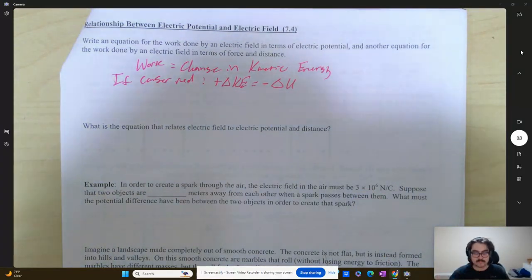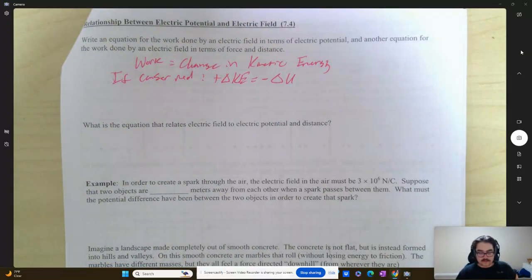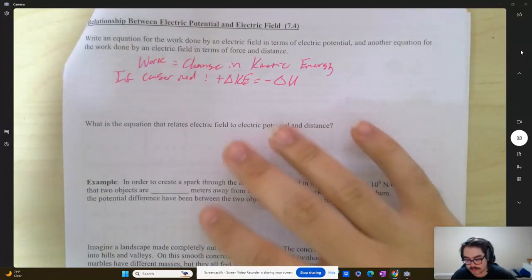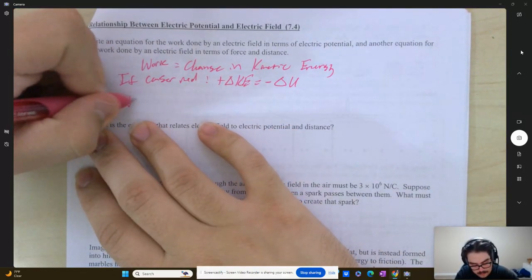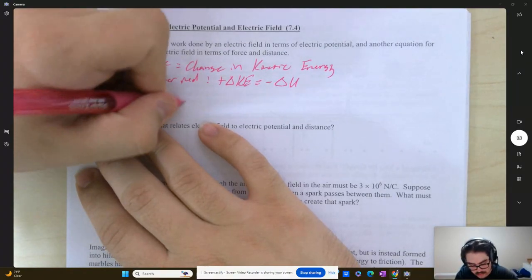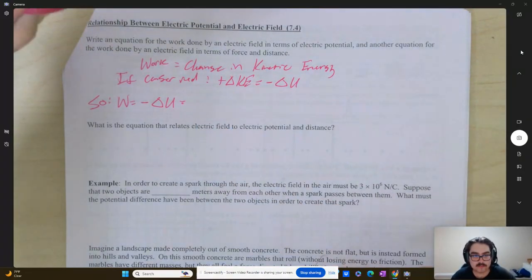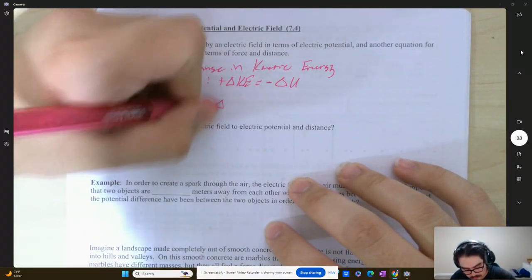Like I said, if it's conserved, then if you have an increase in kinetic energy, you should also see the potential energy decrease. So therefore, we can say that work is equal to the negative change in potential energy, which in this case, since we talked about electrical potential energy, would be negative q delta V.